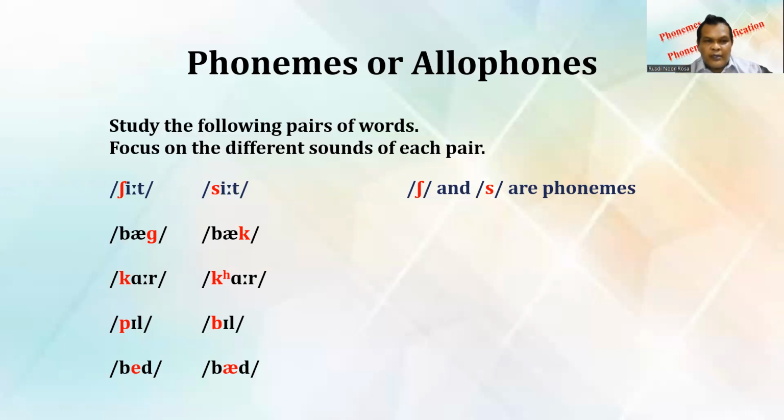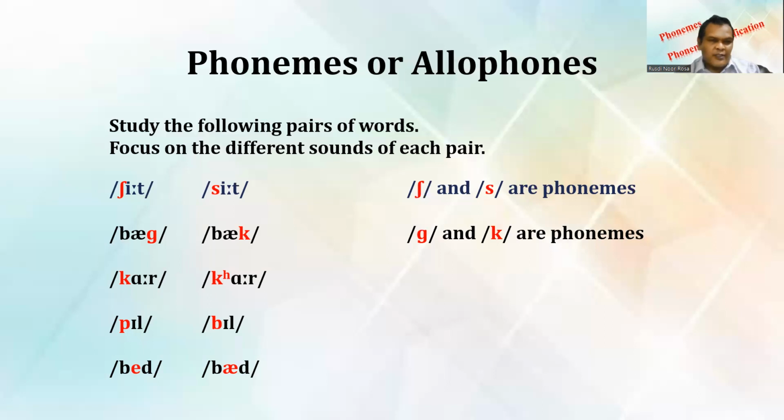The second one, back and back. And you see that the two words have different meaning because of only the difference of one segment or one sound in each of the words. Therefore, we can conclude that k and k are phonemes.